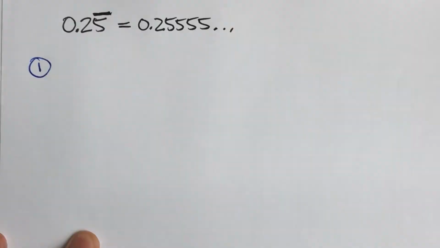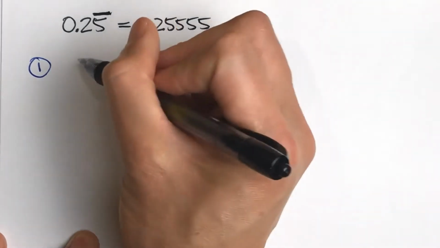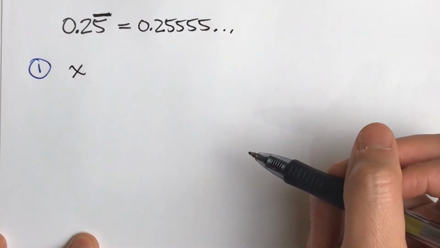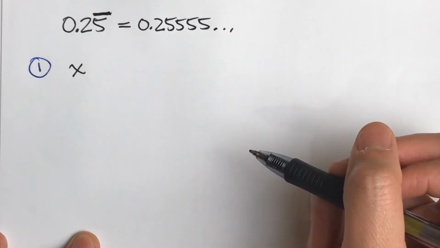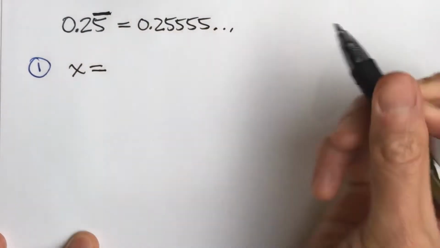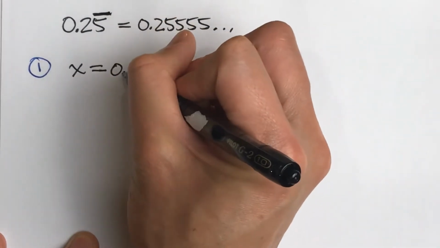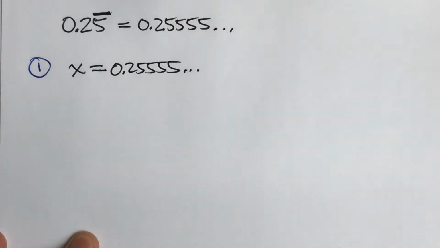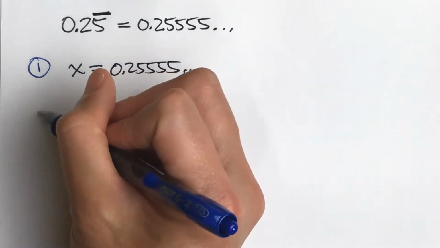Step 1. We are going to set x, that's our variable that we're trying to figure out, and it's going to represent our fraction. We're going to set x equal to the repeating decimal, 0.25555... All right?